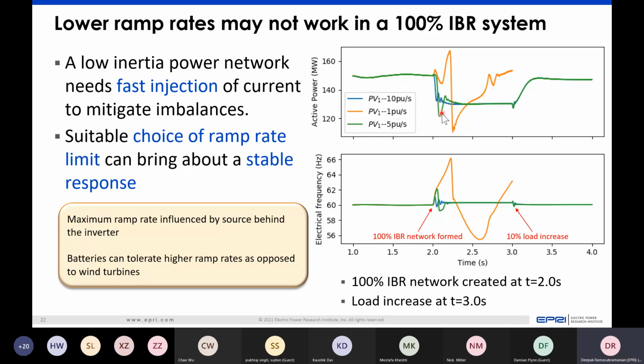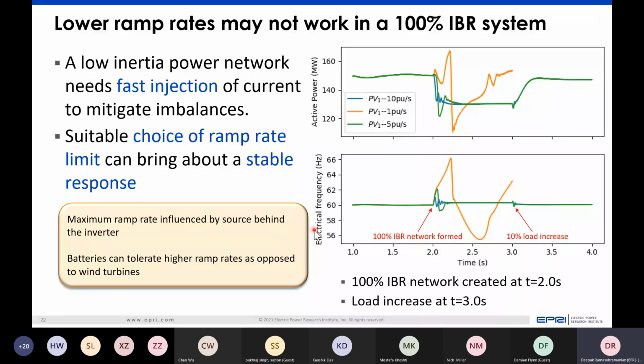You can still go down to a 5 per unit per second ramp rate, but the 1 per unit per second ramp rate, which in a strong system showed a good response, will make the system unstable when you have a weak network. Where this plays a role is that it depends upon the type of resource that you are planning in your system in order to get a frequency response from the network. And that kind of planning should be taken into account when we are planning for the future network, especially depending upon the source that is providing this resource.